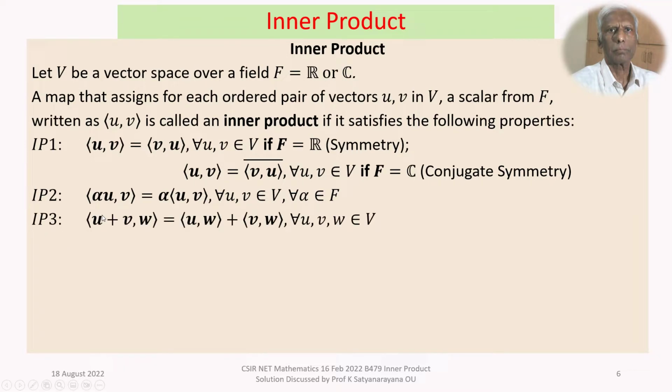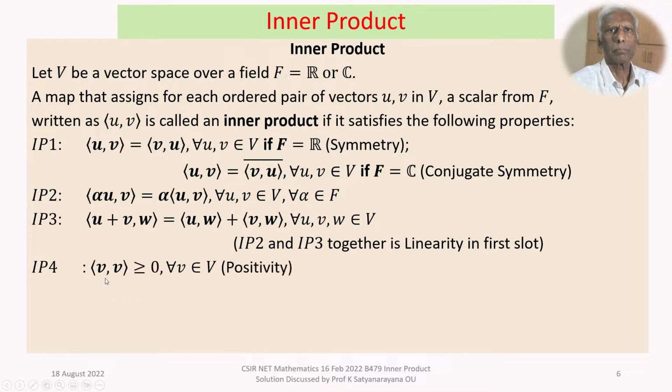Third property, bracket u plus v comma w is equal to bracket u comma w plus bracket v comma w for all u, v, w belongs to V. It is called the additive property. And property 2 and property 3 together give linearity in the first slot. If alpha is in the second slot, it will be alpha bar. So that is why it is called linearity in the first slot.